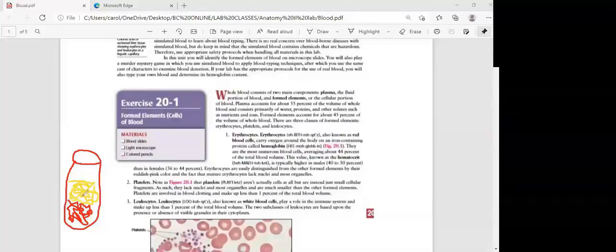Why is it considered a suspension? Because your red blood cells are suspended in this fluid. In your blood, the cells that you're going to have in there are going to be called formed elements. These are the red blood cells right here. Another name for red blood cells is erythrocytes, that you can see here, right? In addition to red blood cells, you're also going to have platelets, and also white blood cells, which are also called leukocytes.